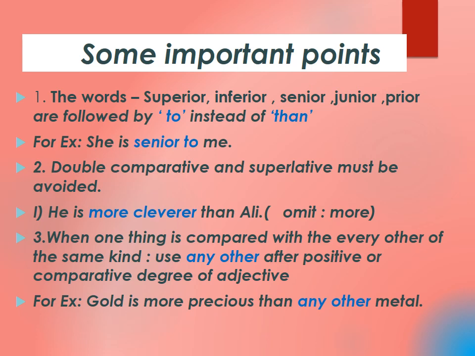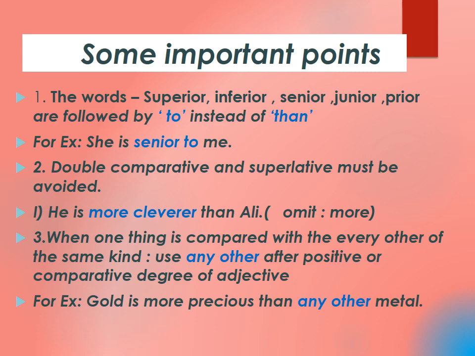That will be wrong. The second point which you need to keep in mind is that double comparatives and superlatives must be avoided. We commit this mistake many a time that we use two degrees. He is more cleverer than Ali. Cleverer in itself is a comparative degree, so we need not add more with it.